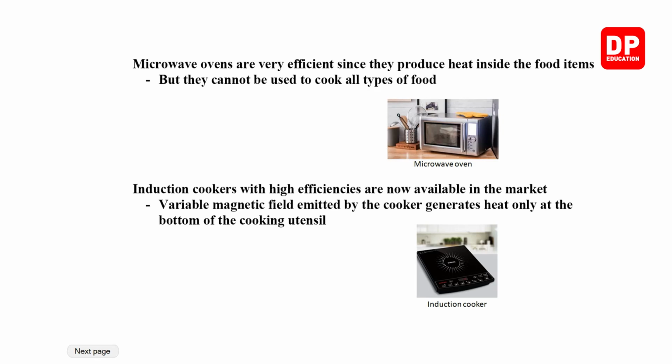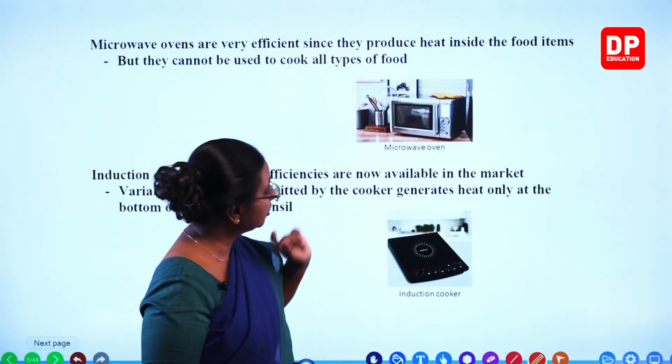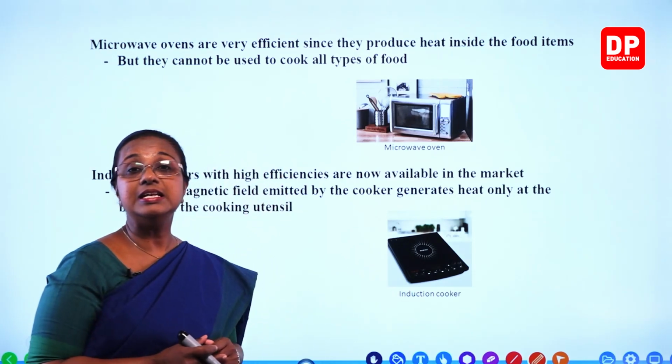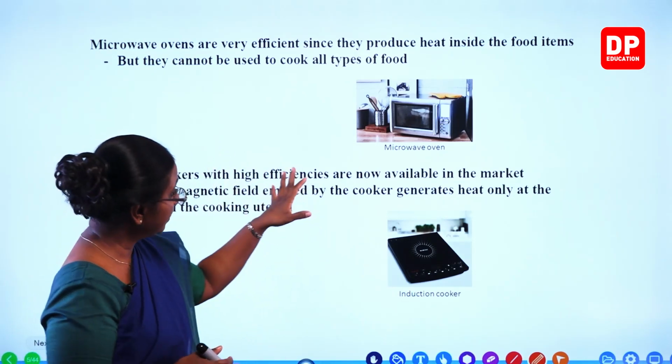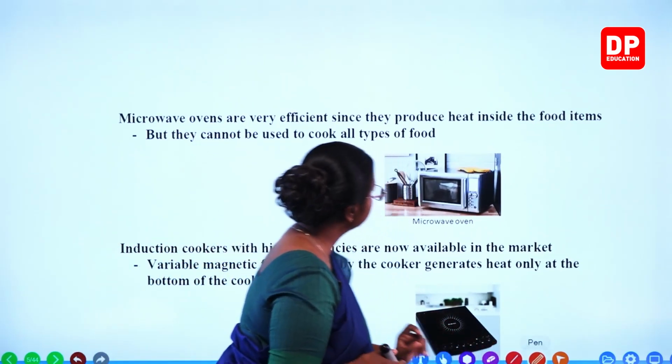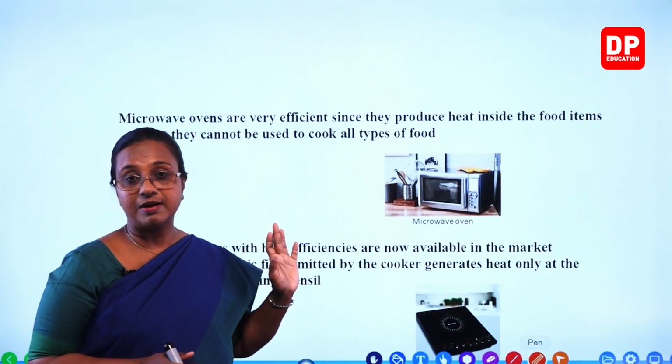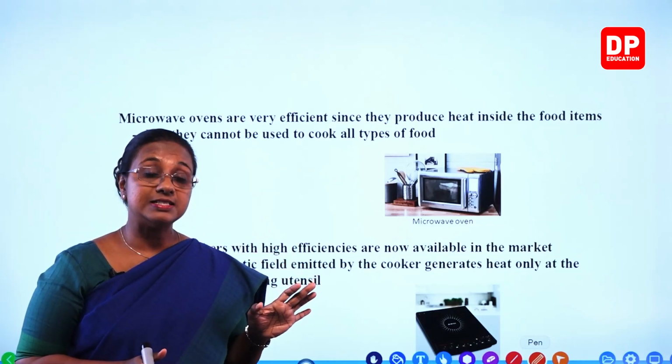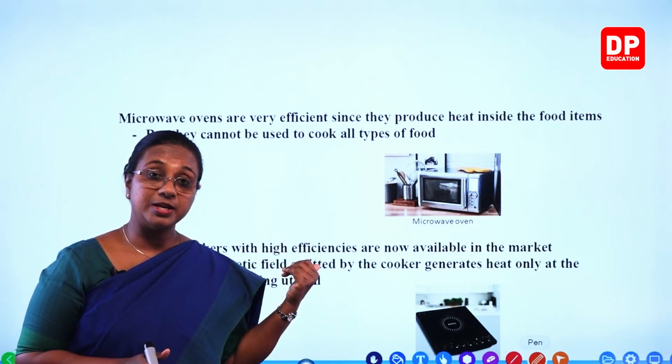Here we look at another two types of cookers. One is the microwave oven, then the induction cookers. Now we will discuss them one by one. So here this is a microwave oven. You're familiar with that concept also. Now we have discussed microwaves.